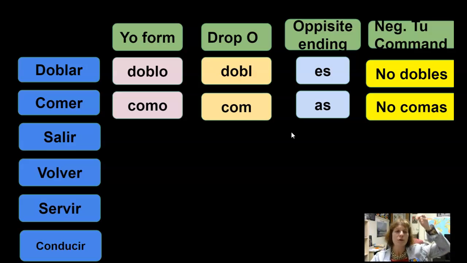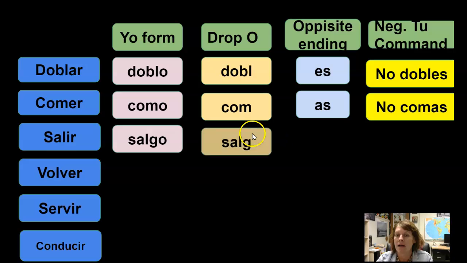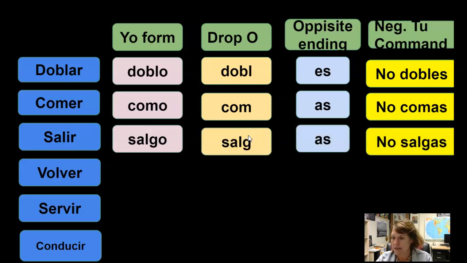Salir, and this is why it's important to put it in the yo form, so that there's consistency. So salir would become salgo. So it's one of those go verbs. So then you drop the O, you have sal, you add the opposite ending, no salgas.